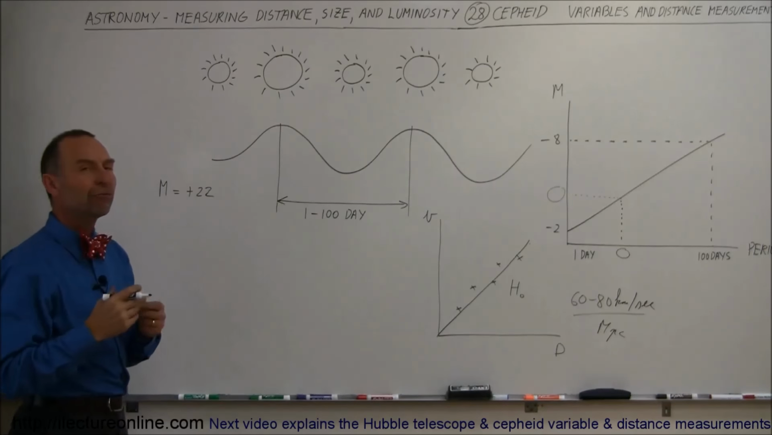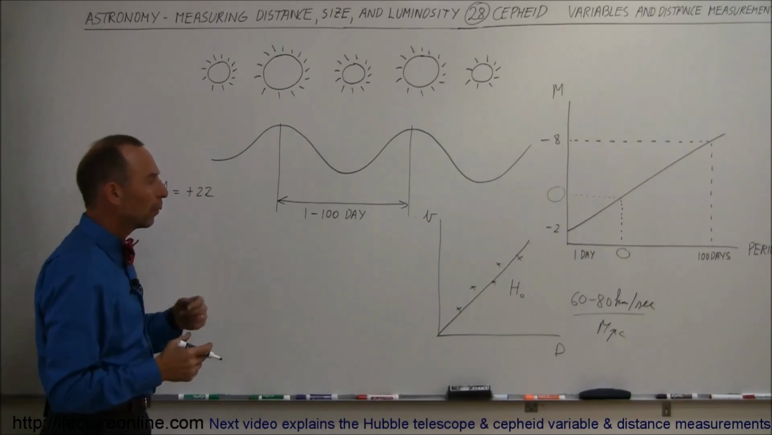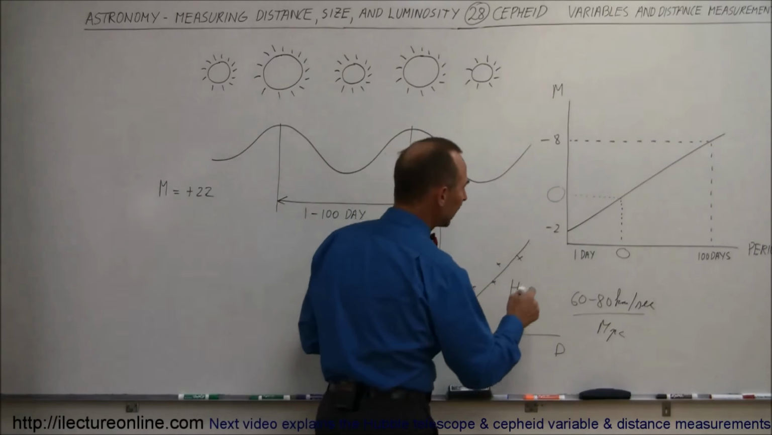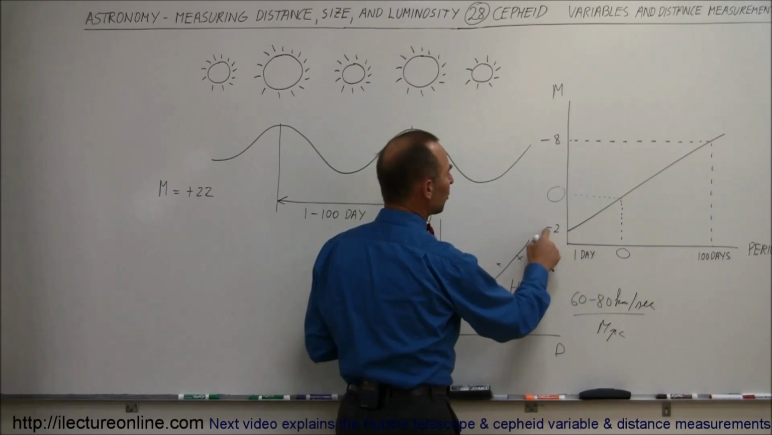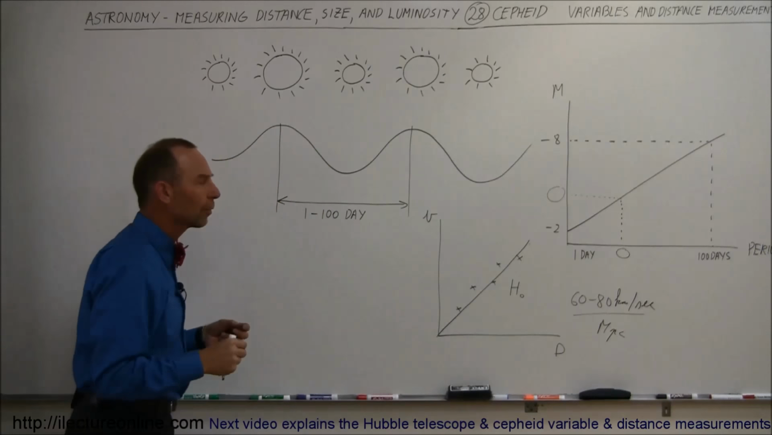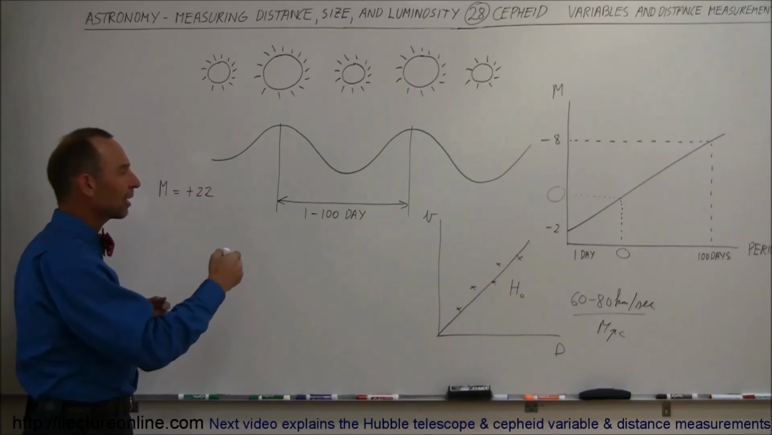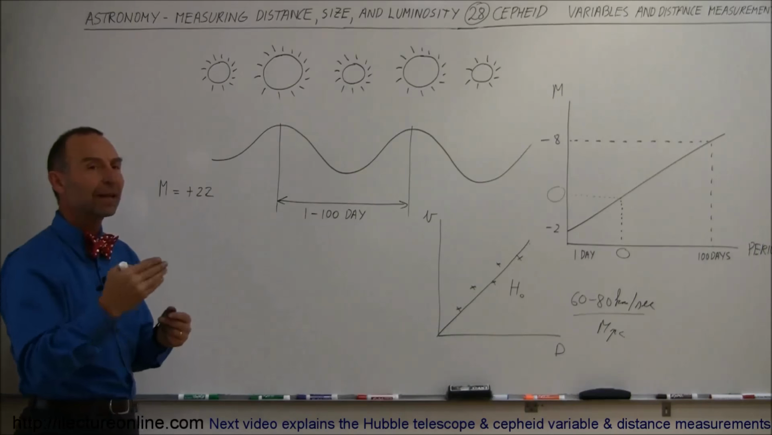So how far away can we see an object that has a magnitude of +22? Well, let's see here. If the absolute magnitude is somewhere between -2 and -8, how much brighter is that? Okay, so again, we're going to try and find the distance at which we can see an object that's at -2 and an object that's -8.